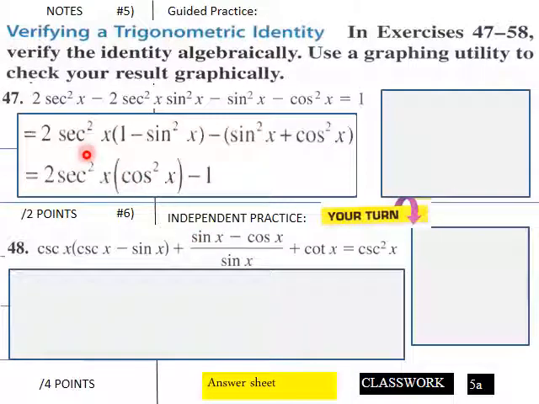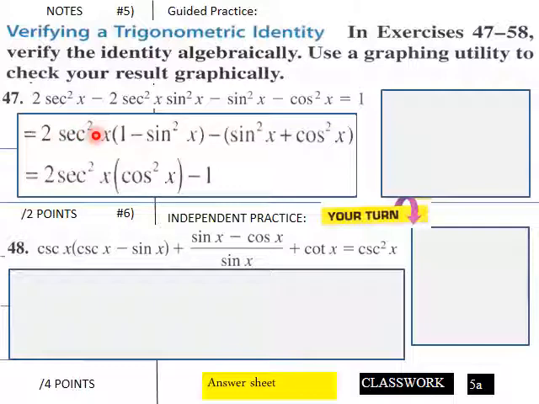2 times secant squared x times 1 minus sine squared x. From this, we're going to break this down into these two quantities here, x times this quantity, minus sine squared x plus cosine squared x, which would end up down here like that, and taking a negative, so you have a sign change here.